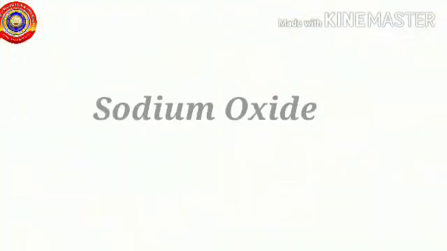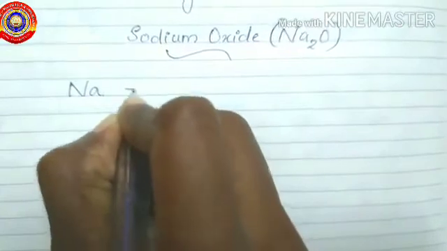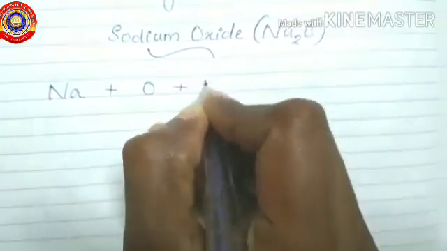See another example of a compound with ionic bond. Sodium oxide. Its chemical formula is Na2O. In sodium oxide, there are 2 sodium atoms. So you have to write the oxygen in between these 2 sodium.